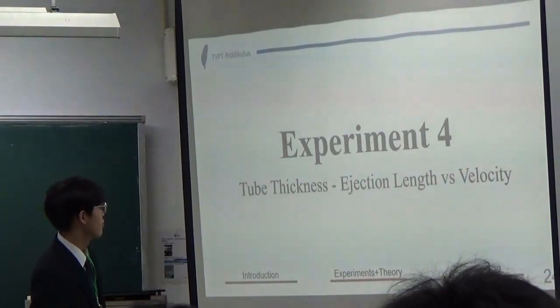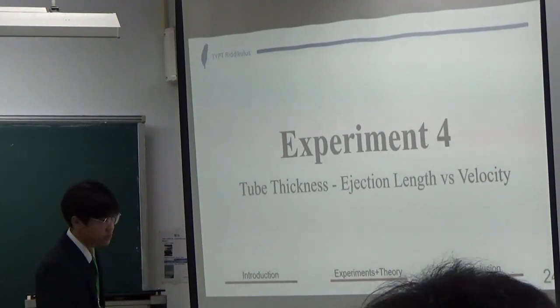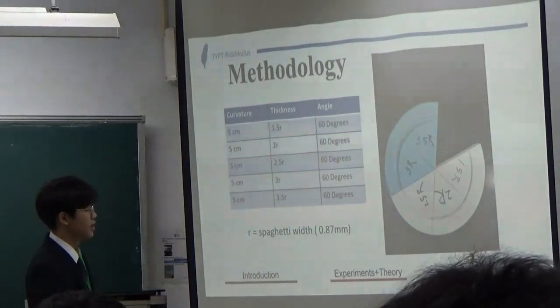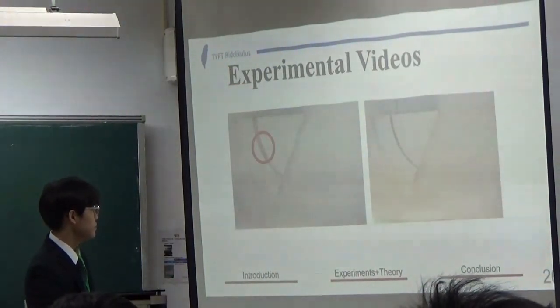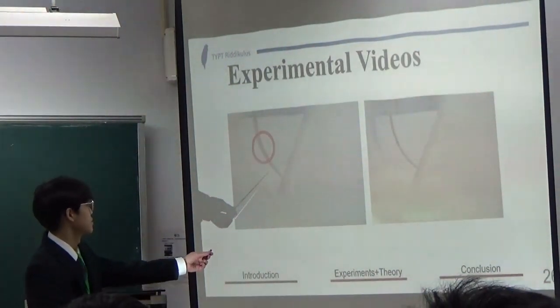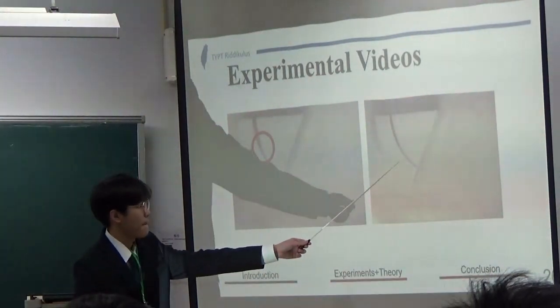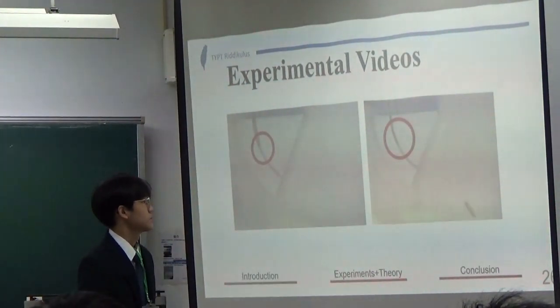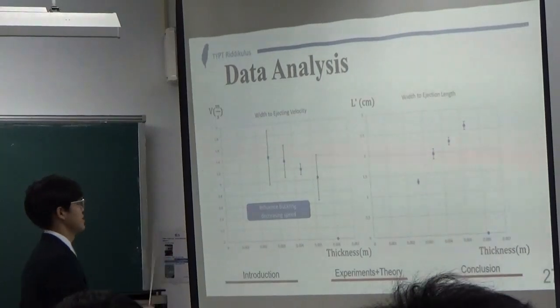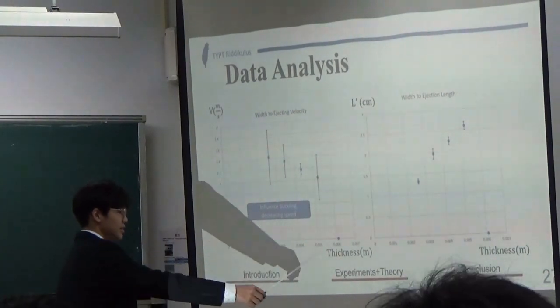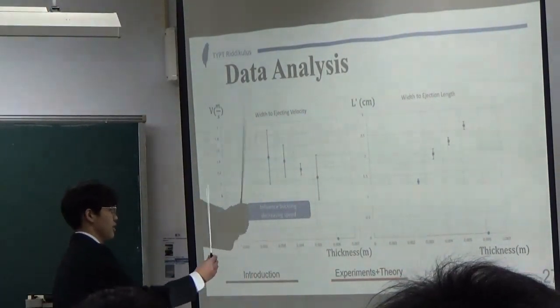Now, experiment 4, we will talk about the tube thickness. And we use the thickness as the independent variable. Now these are our experimental videos. Okay, now is the data analysis. And as you can see, when the thickness increases, the velocity decreases.